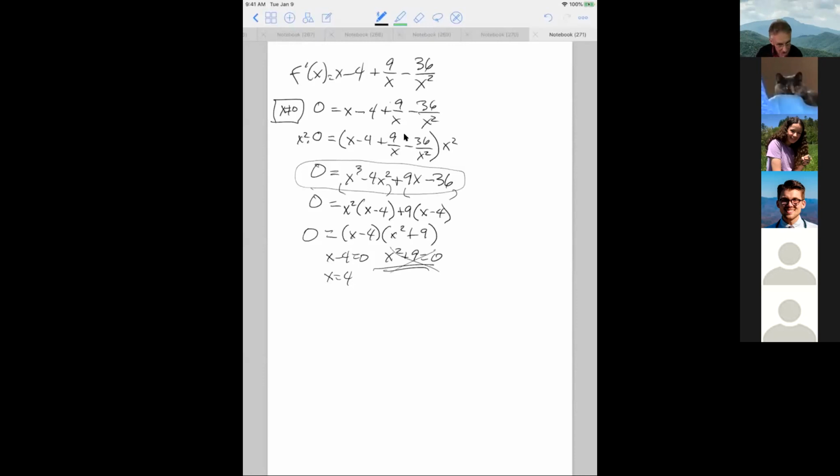Again, if x equals 0 was one of the factors, we'd have to be mindful that it couldn't happen because it was not available in the original function that we had started with. It wasn't in the domain. So in this situation, the critical number is x equals 4.